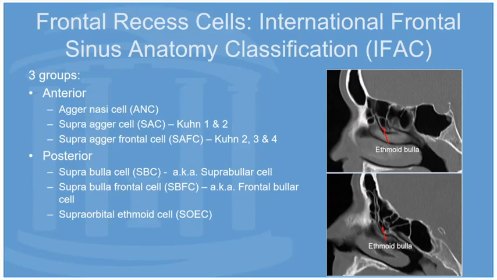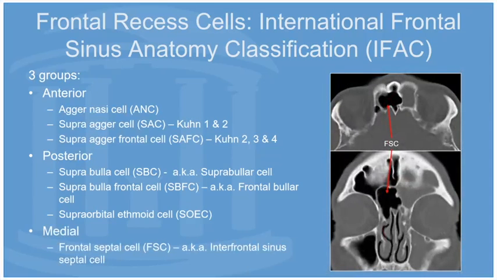The posterior group consists of cells located along the posterior wall of the frontal recess just above the ethmoid bulla and includes the suprabullar and suprabullar frontal cells, which are distinguished from one another based on whether they extend into the frontal sinus or not. This group also includes supraorbital ethmoid cells, which are similar to suprabullar frontal cells, but actually extend further laterally to pneumatize the orbital roof. Finally, there's one type of medial cell known as the frontal septal cell, which represents a cell pneumatizing the frontal sinus septum.